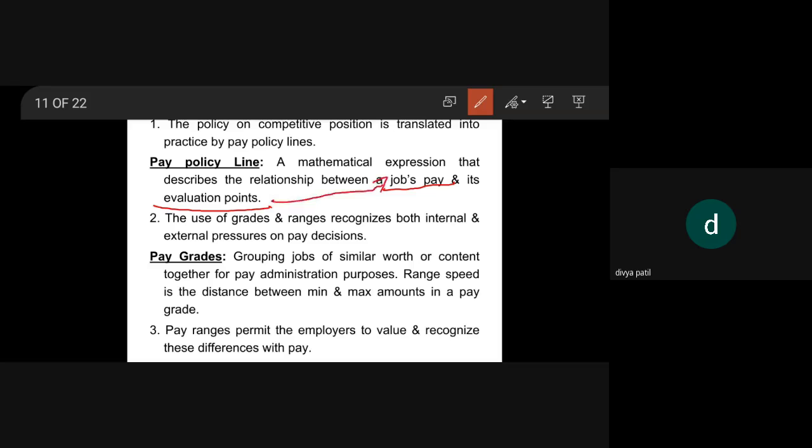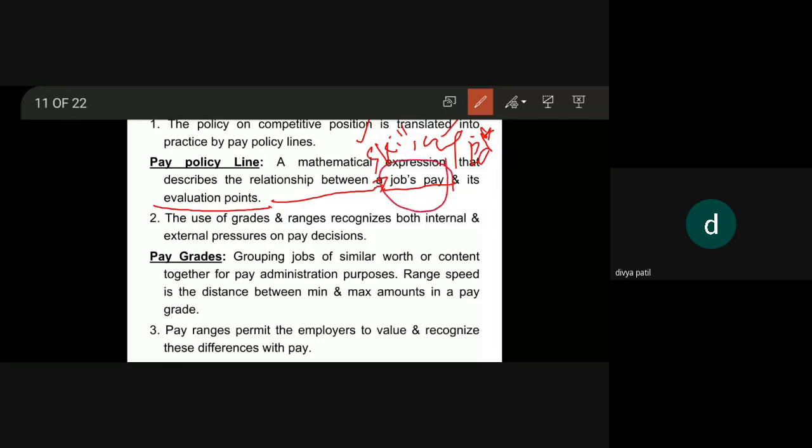Remember, for example, you can take skill, the skill and the experience that you want on that particular job. One evaluation point may be skill, a second evaluation point may be experience, etc. Sometimes we go with education also, the education of the person. So all these things will look like evaluation points or criteria that you compare with the job pay. Then, second, you can use the grade and ranges of a job.